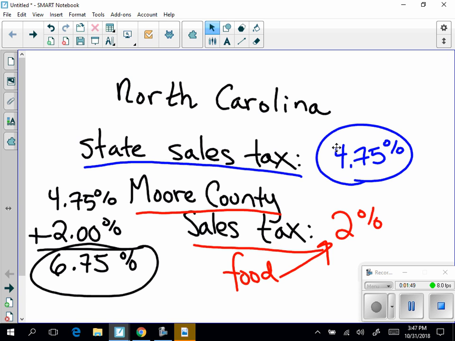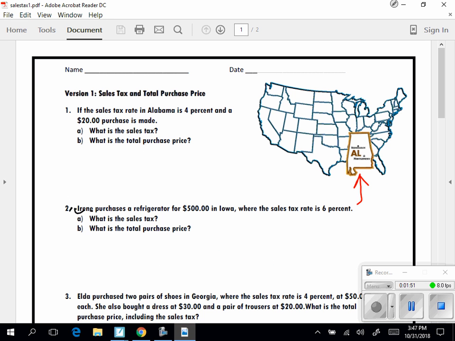So now that you have a little bit of an understanding of sales tax, let's take a look at number one. If the sales tax rate in Alabama is 4% and a $20 purchase is made, what is the sales tax? So let's start with that. What is the sales tax? We have a nice little picture of Alabama over here.